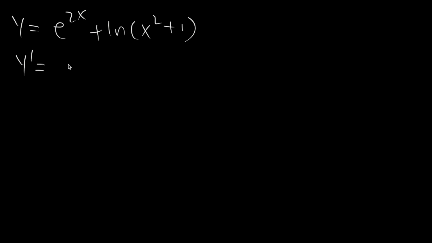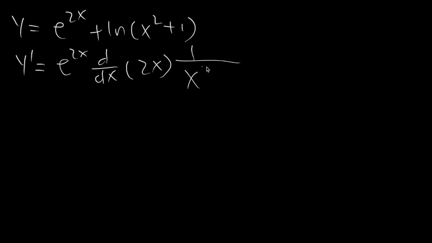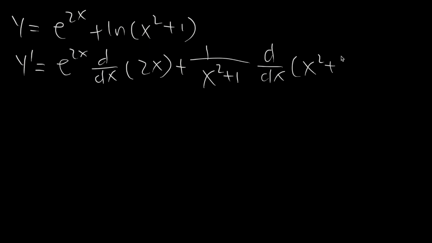y is equal to e to the power of 2x plus ln of x squared plus 1. What's the derivative of y? So the derivative of e to the power of 2x is going to be e to the power of 2x, and I need to take the derivative of 2x. The derivative of ln of x squared plus 1 is going to be 1 over x squared plus 1, and you need to take the derivative of x squared plus 1.